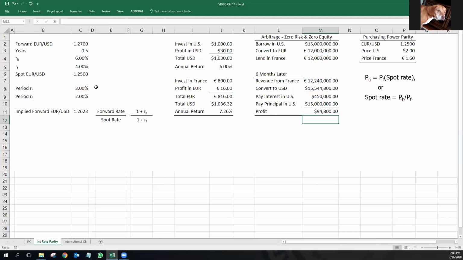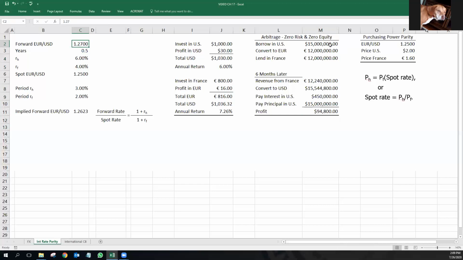Now, the important thing to understand here is that it wasn't your money. You took somebody else's money, held it for 6 months, gave it back to them with some interest, and you still ended up with $94,800. That is an infinite return on investment. You can calculate that. And we call it zero risk because these were risk-free rates. And you had a contract in place to guarantee that exchange rate. And that's what we call arbitrage, when you can make money without having to take risk or put any of your money in.